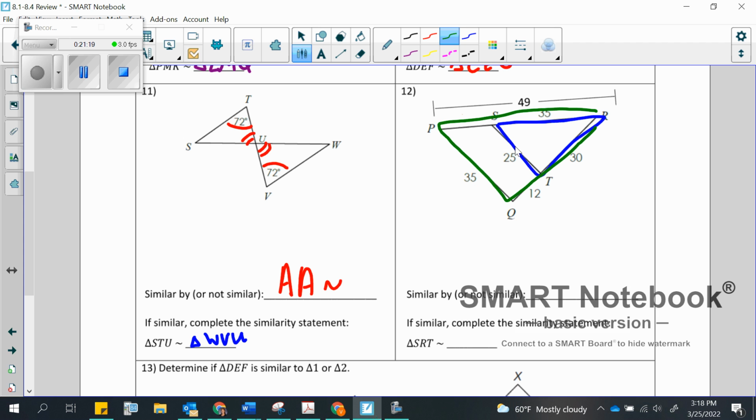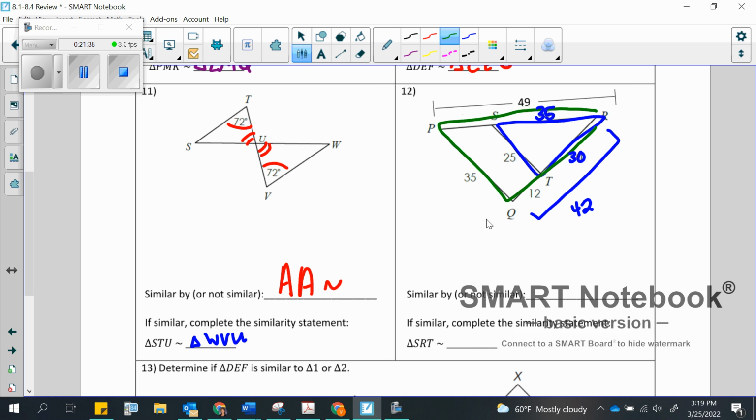Okay, so the side length for the smaller triangle is 35. The side length for the bigger triangle is 49. The side length for the smaller triangle over here is 30. The side length for the bigger triangle is 30 plus 12, which is 42.